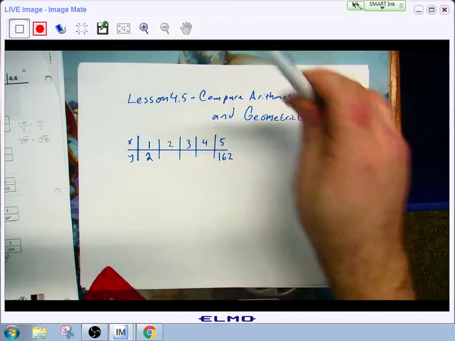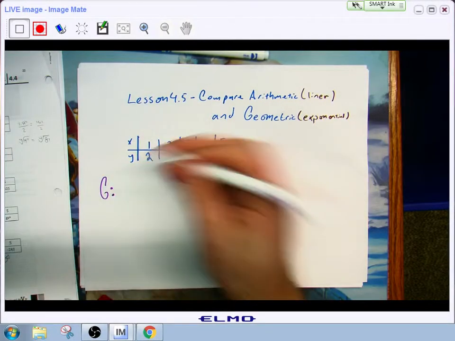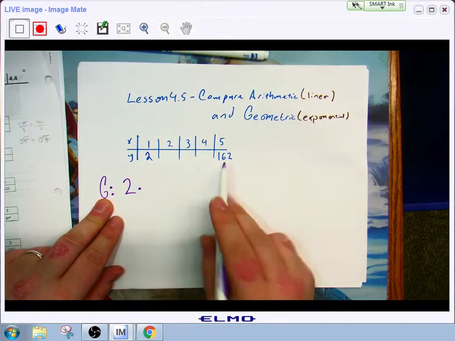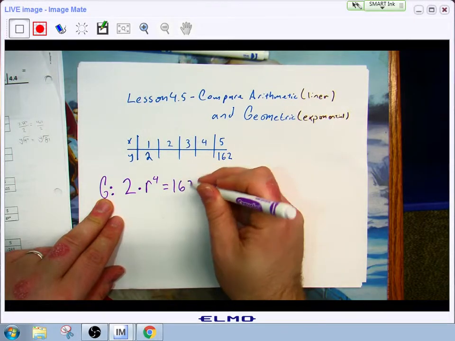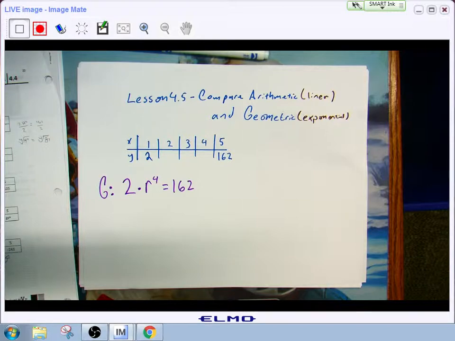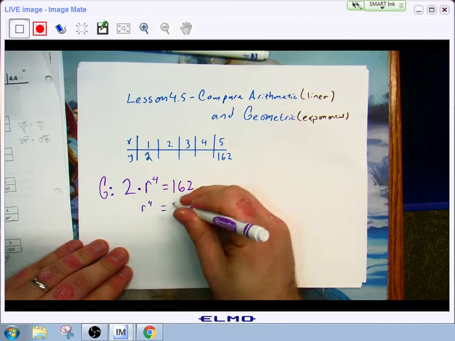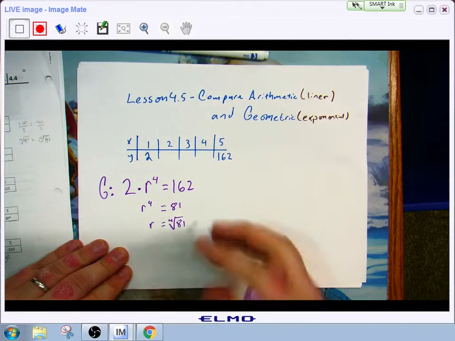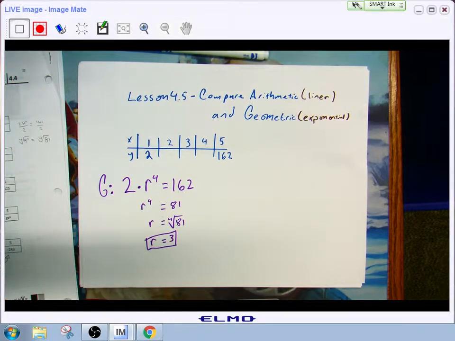And so the way that we've been doing this is looking at it geometrically. I know that 2 times some sort of common ratio, 1, 2, 3, 4 times r to the 4th power is going to equal 162. By deriving this equation, I can figure out what my ratio is. R to the 4th is going to equal 81. R is going to equal the 4th root of 81, which ends up being 3. So I know that my ratio is 3.